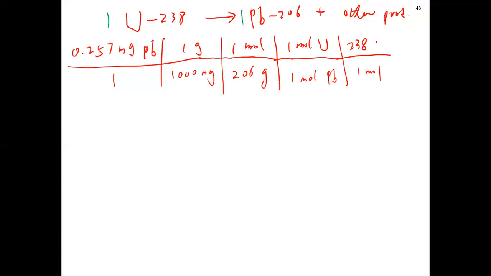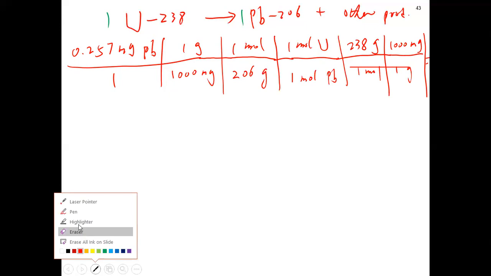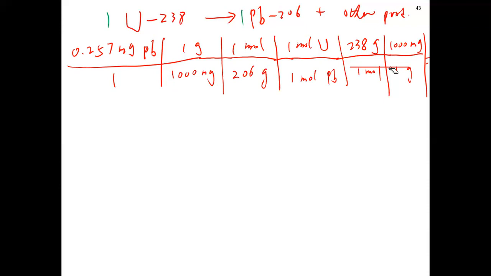And then you want to convert into milligrams. So you just write 1 gram and 1,000 milligrams. Okay, so that will finish our conversions. Therefore, what you find out is how much uranium-238 decayed to produce that 0.257 milligram of lead. Now you add that together with the 1 milligram we have today, and then you get how much milligram at the beginning when that rock was produced.